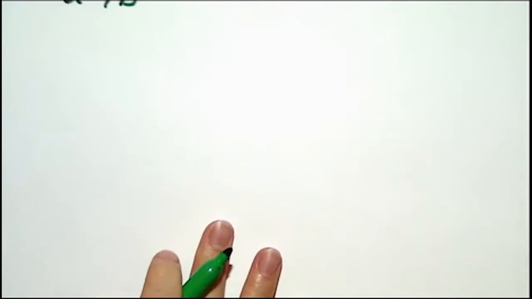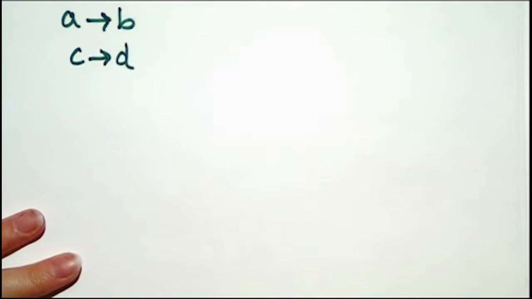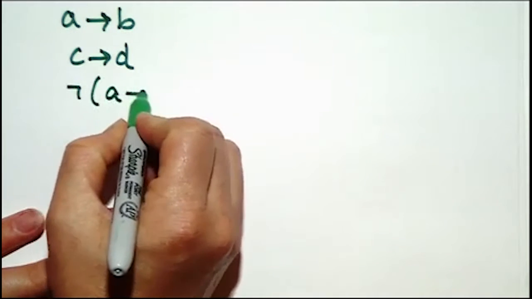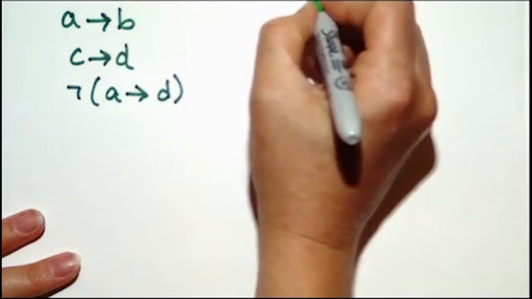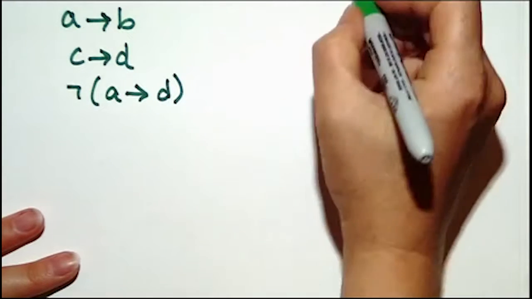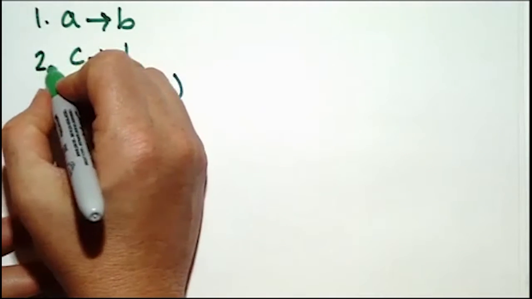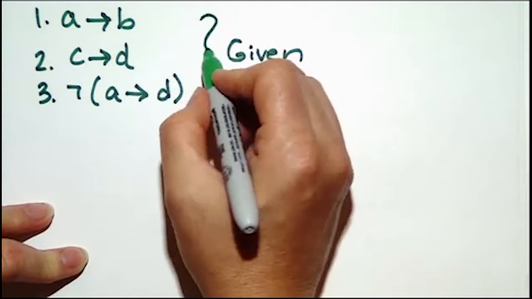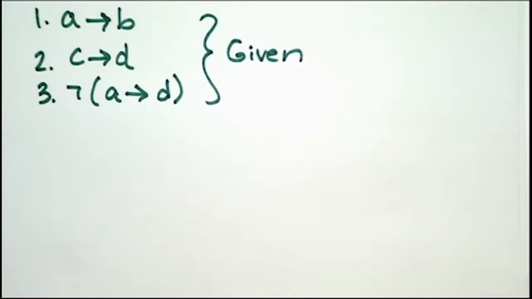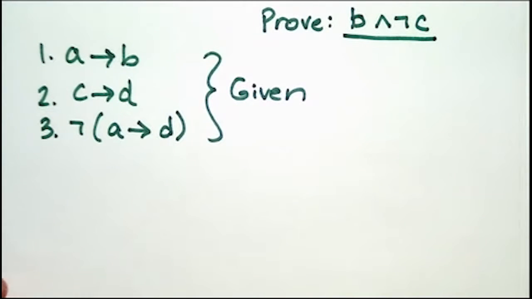Okay, our first given is going to be A implies B. Then we're going to have C implies D. And we'll have not the quantity A implies D. And we need to prove B and not C. You guys know that I'm lazy, right? So it's totally fine for you to write given and just say all these things are given. We're trying to prove B and not C.